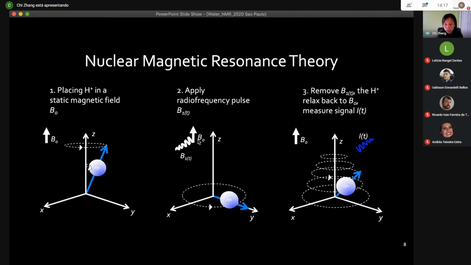An NMR experiment starts with placing this proton in a static magnetic field B0, and then we apply another secondary magnetic field, a radio frequency pulse, which is B1. In this way, we move this proton's magnetization to another plane, and then we remove this secondary magnetic field, so this proton can relax back to the original status. And the time for this proton to relax back to the original status is called the relaxation time.